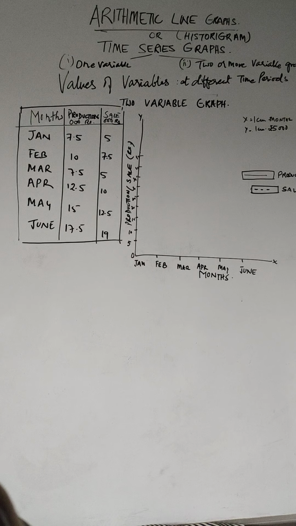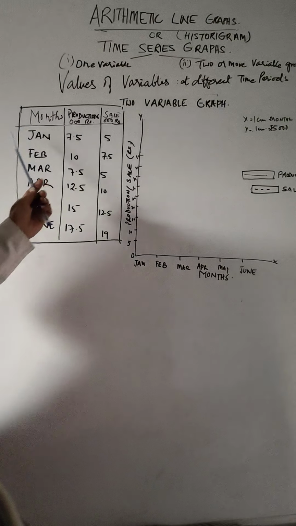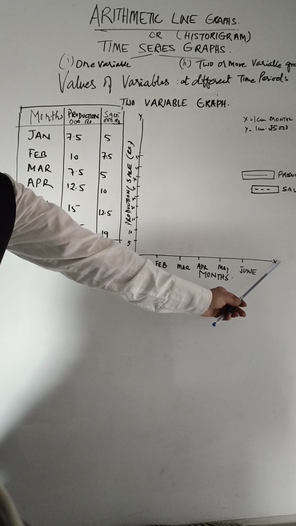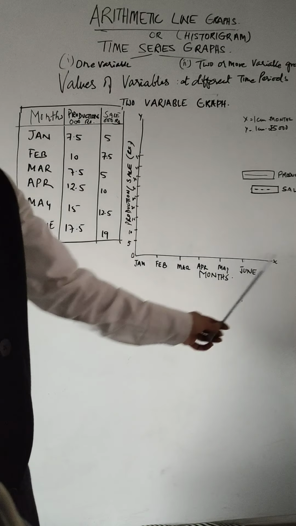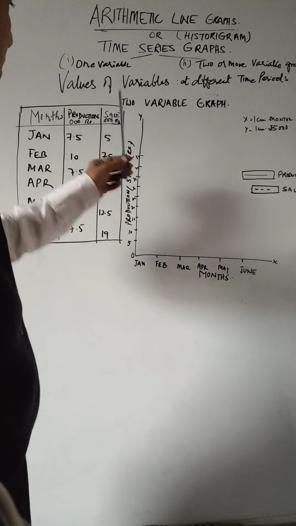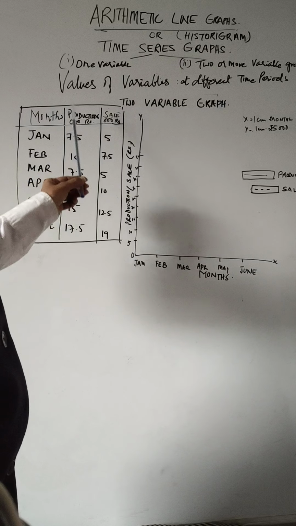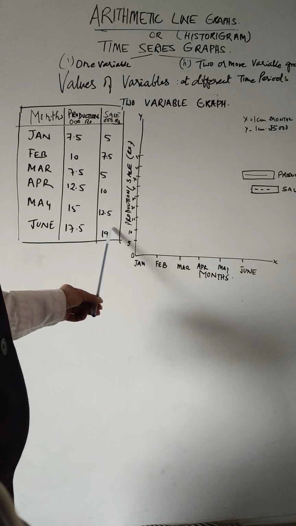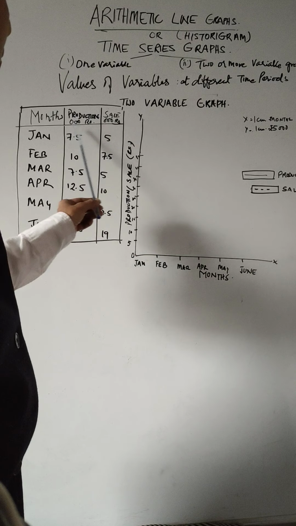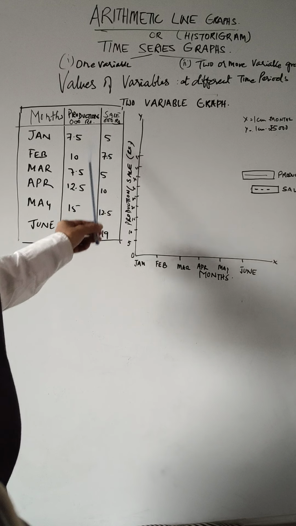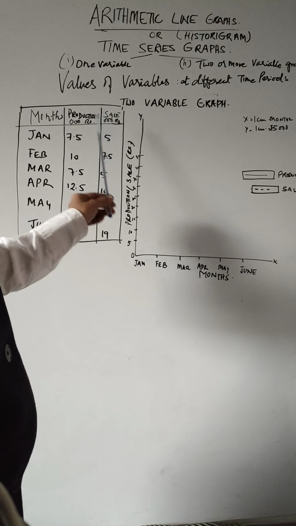Now, what I want to reiterate is that on the x-axis we have the time given. Look at the table. Here we have the months. The months are depicted on the x-axis, which is the independent variable, and the dependent variables are shown on the y-axis. In this case, we've taken production and sale of the firm.